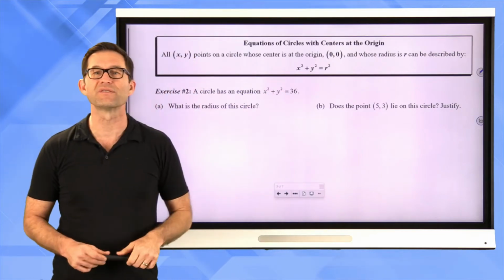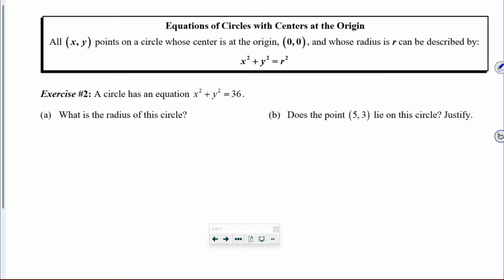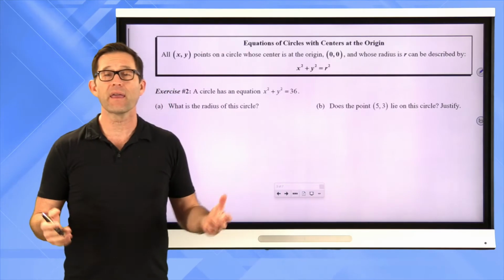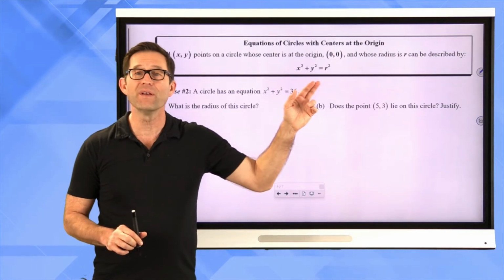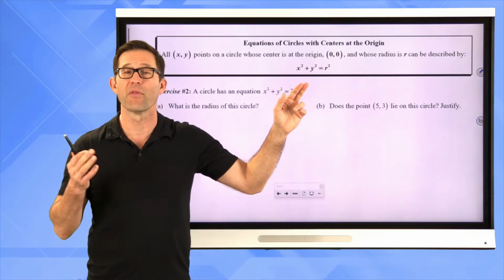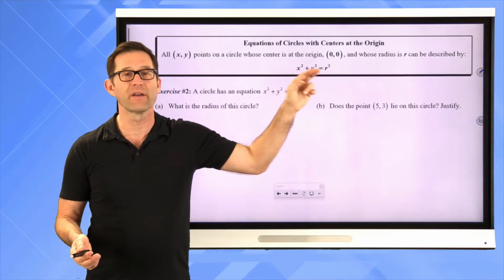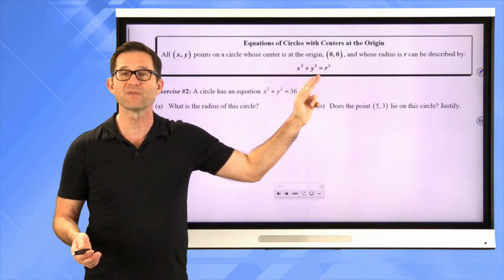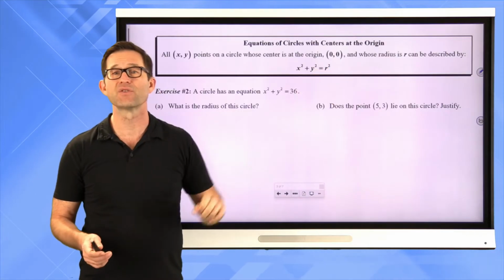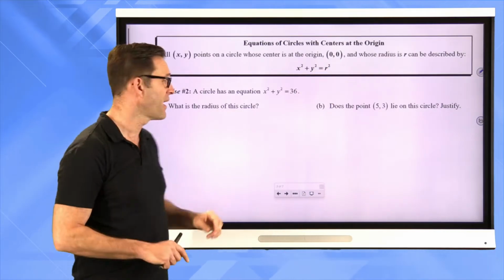All right, so let's summarize that. Equations of circles with centers at the origin. All x comma y points on a circle whose center is at the origin, 0, 0, and whose radius is r, can be described by x squared plus y squared equals r squared. Now again, I can't emphasize enough that all this is literally the Pythagorean theorem. A squared plus b squared equals c squared, except a is x, b is y, and c is the radius of the circle.